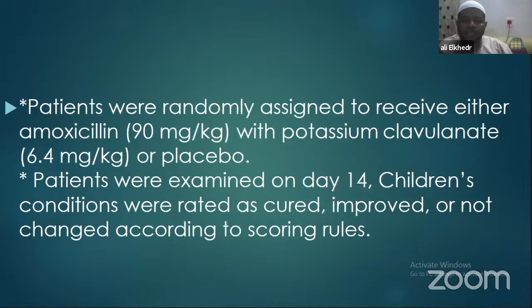Patients were randomly assigned to receive amoxicillin clavulinate, and patients were given placebo. Then all patients were examined on day 14. The outcome was classified into cured (totally or completely cured), improved, and no change, and cases cured, cases improved, cases with no change, according to scoring rules based on the symptoms: fever, nasal congestion, frontal headache, and so on.